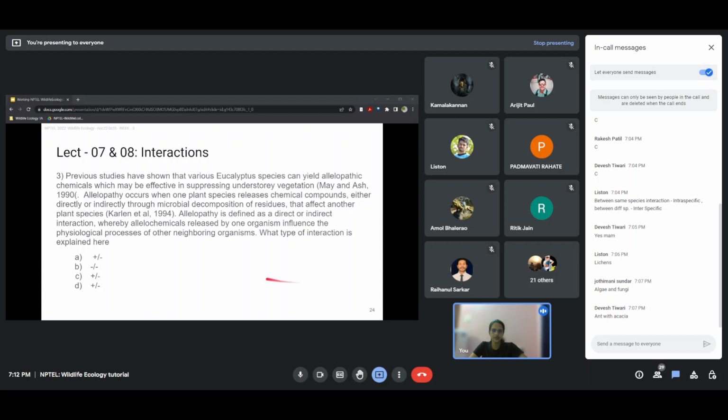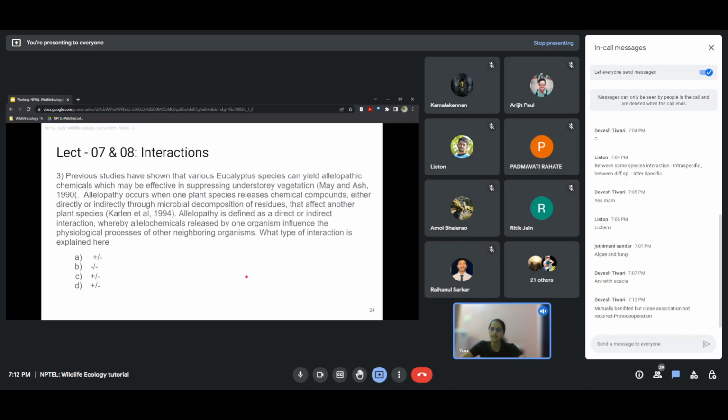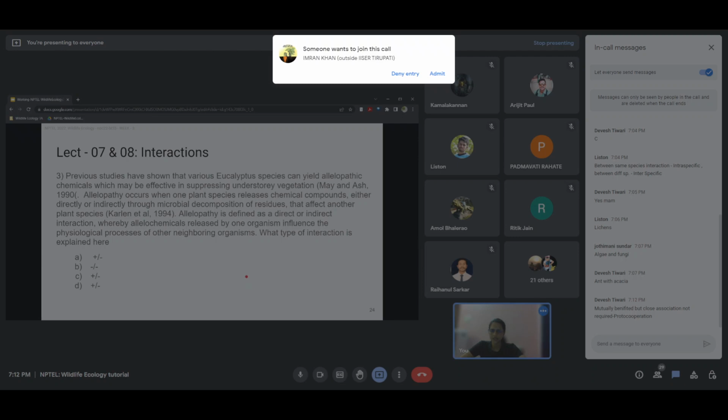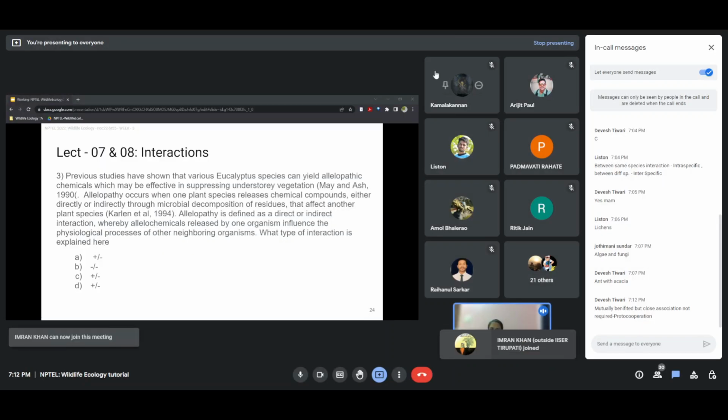I'm going to read this out. Previous studies have shown that various eucalyptus species can yield allelopathic chemicals which might be effective in suppressing understory vegetation. Allelopathy occurs when one plant species releases chemical compounds either directly or indirectly through microbial decomposition of residues that affect another plant species. Allelopathy is defined as a direct or indirect interaction whereby allelochemicals released by one organism influence the physiology processes of other neighboring organisms.